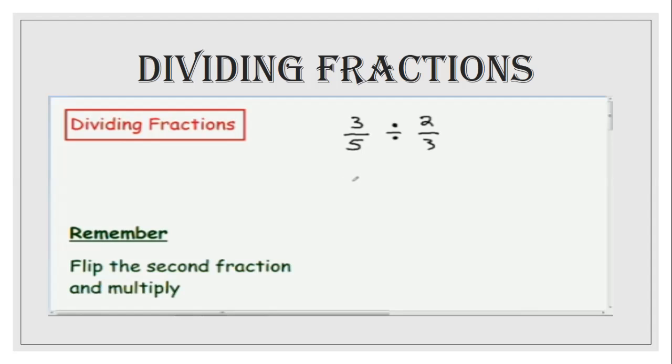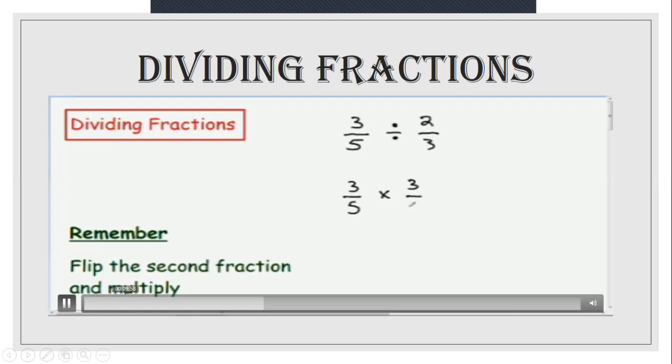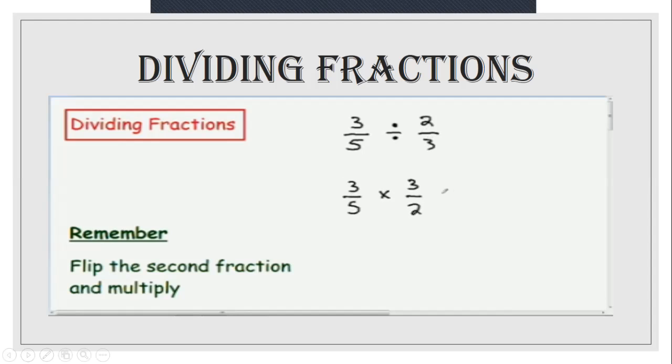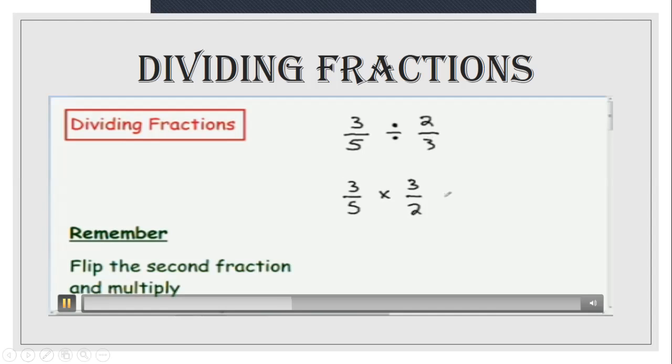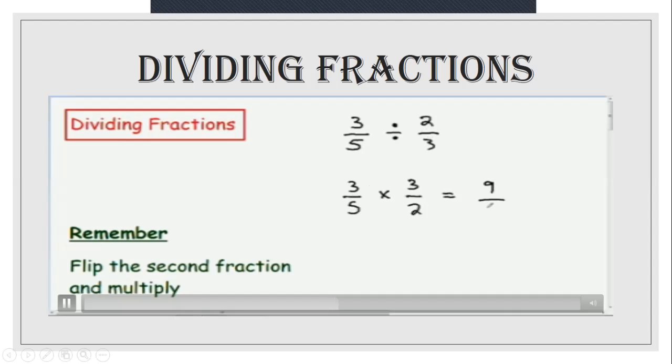Here we have 3/5 divided by 2/3. So once again, dividing fractions is exactly the same as multiplying by the reciprocal. The reciprocal of 2/3 is 3/2. Once again, I just flipped the numerator and the denominator. And now these fractions can be multiplied quite easily. First, I'm going to multiply the numerators. 3 times 3 gives us a 9. And then in the denominator, we have 5 times 2, which is just 10.